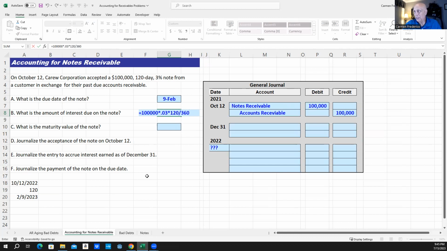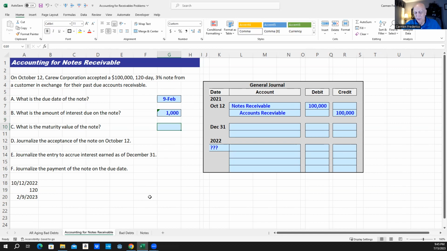They're only borrowing this money for 120 days, not 360. So the interest is going to be $1,000 for that 120-day period. Okay, it's $3,000 for a whole year, but it's only $1,000 for a 120-day period.